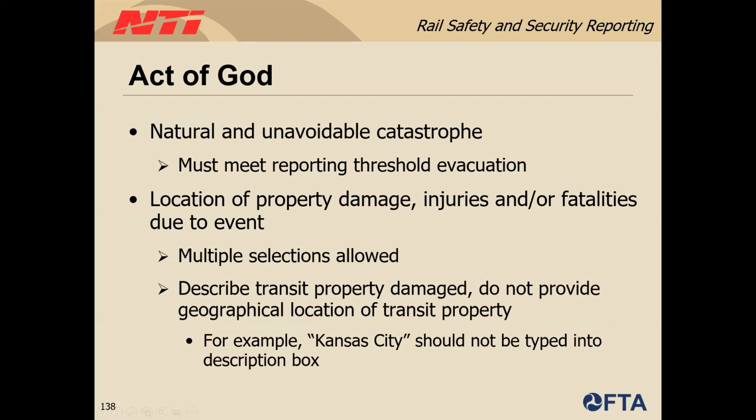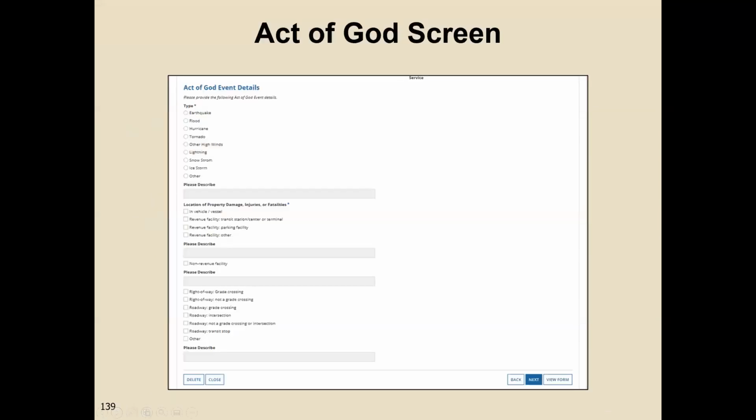Acts of God are natural and unavoidable catastrophes that affect the transit environment. Select all locations of property damage, injuries, fatalities, and evacuations. You'll be able to choose more than one option. For example, the location should indicate the property or properties that were damaged and not the geographic location such as the name of the city. Here's a screenshot of the Act of God screen.